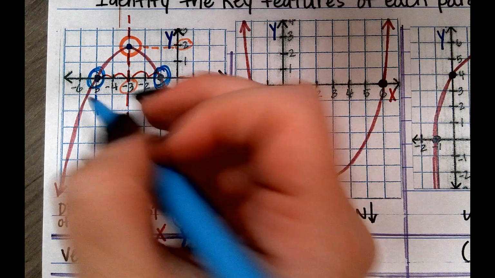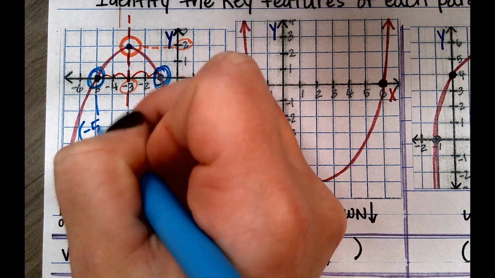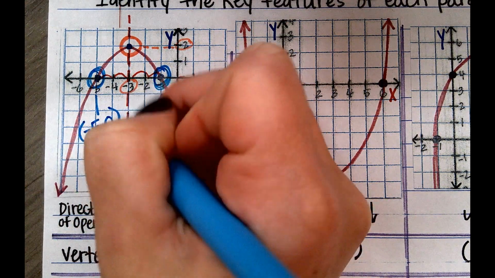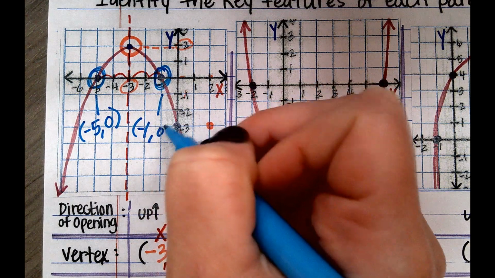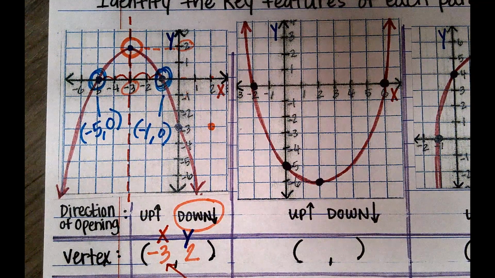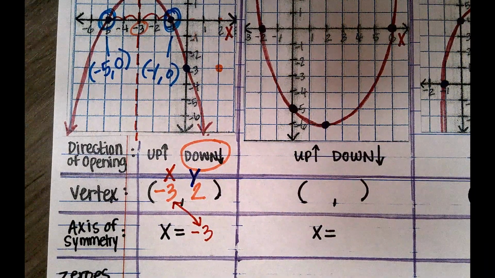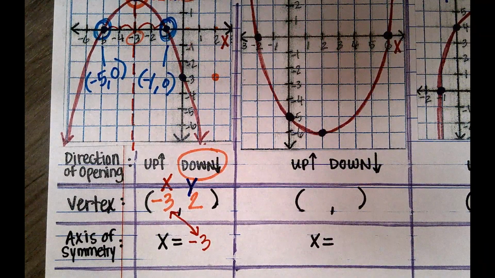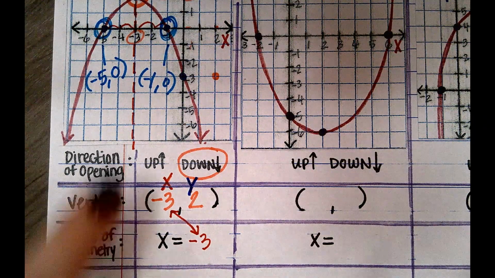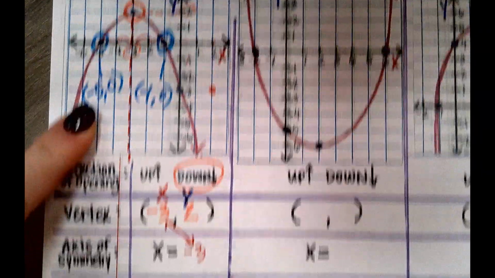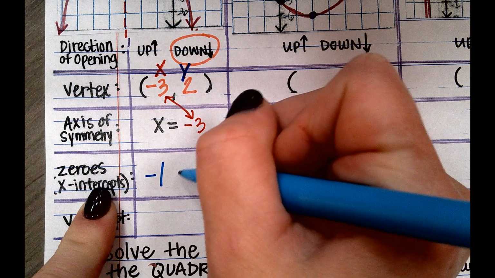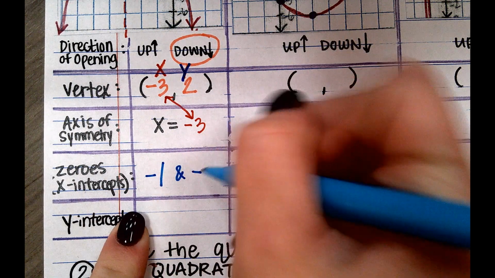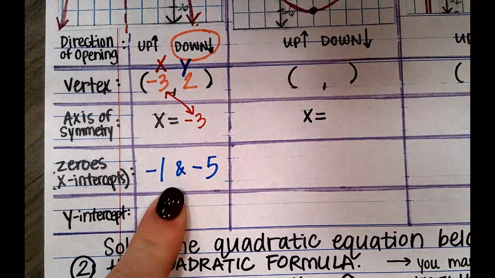So this, Titania, you're right. It's -5. The x comes first. 0 is the y. And this is -1. Yes, -1 is right. Here I just labeled the coordinates, but this is all you have to write for your answer. Either -1 and -5, or you could write -5 and -1.